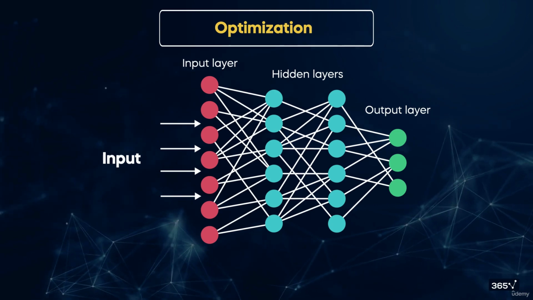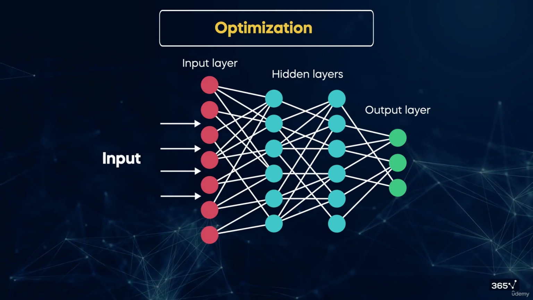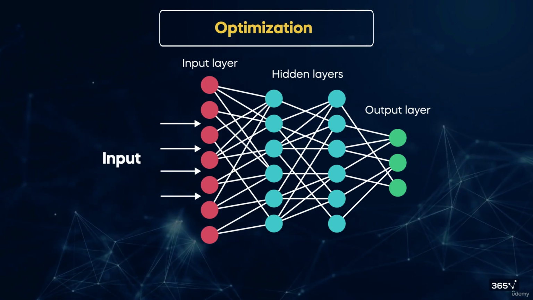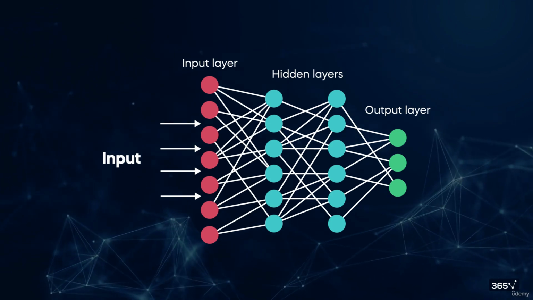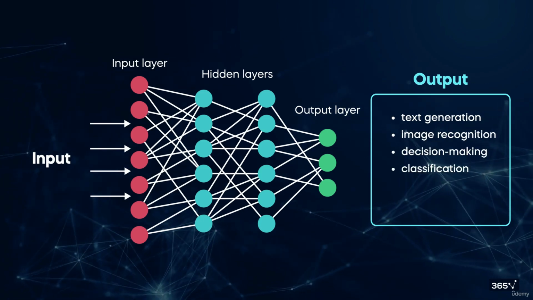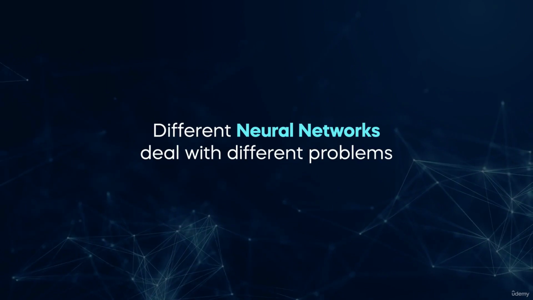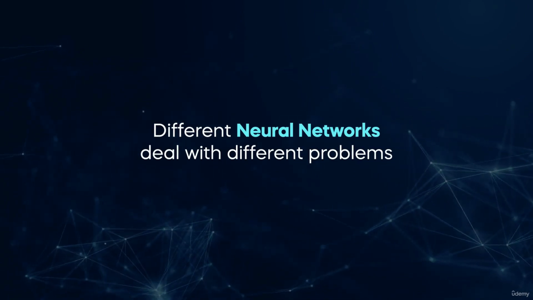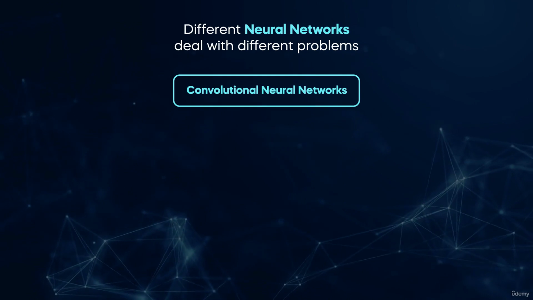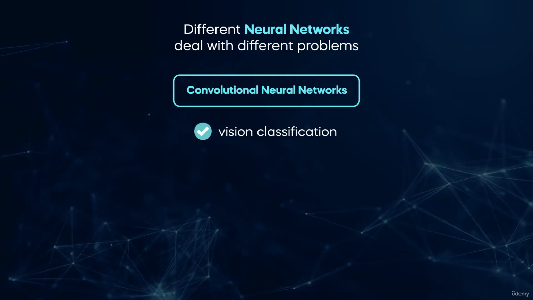Through iterative adjustments and learning from vast amounts of data, the neural network gradually fine-tunes its weights to make increasingly accurate predictions or classifications, ultimately producing an output that can include anything from text generation and image recognition to complex decision-making, classification, and problem-solving. Different types of neural networks have been built to excel at different types of problems. For example, convolutional neural networks are designed to mimic the way the human brain processes vision, and so these models excel at vision classification tasks.